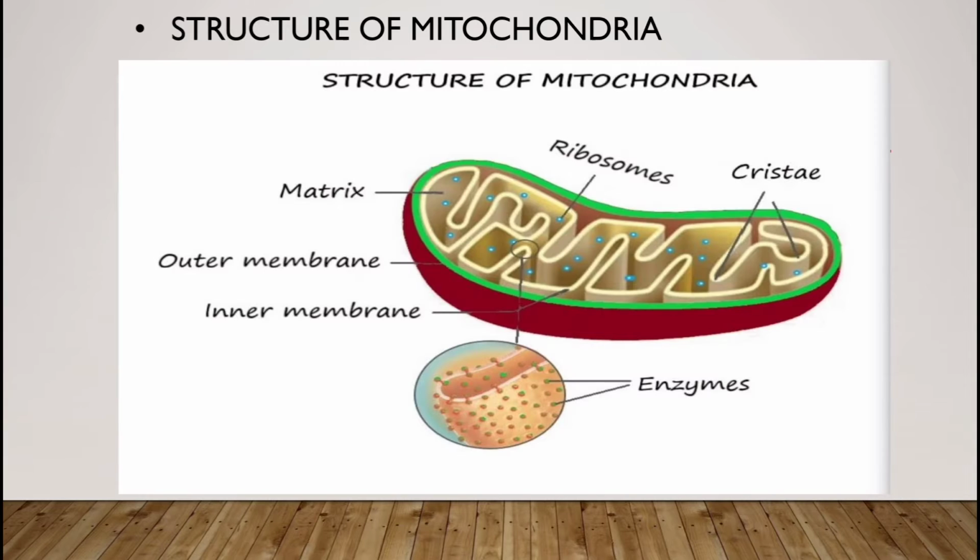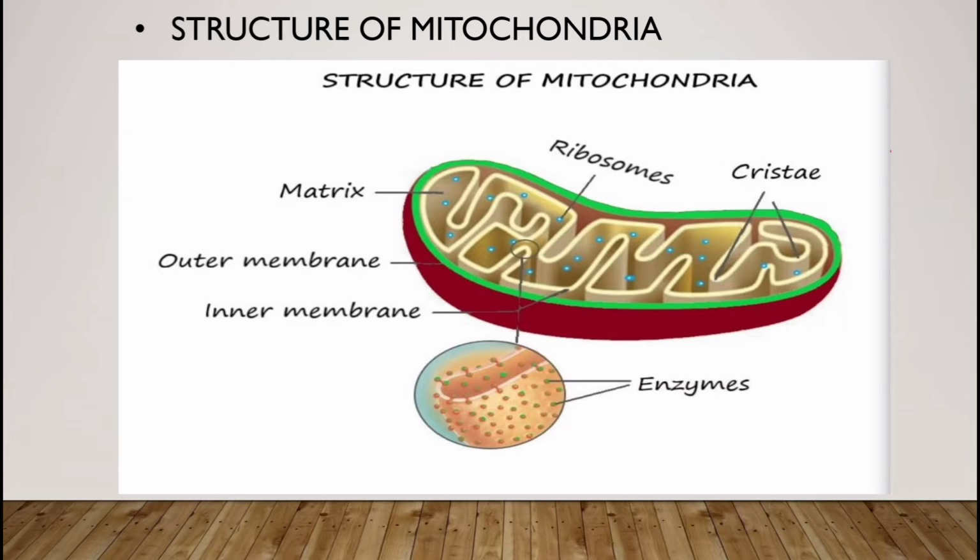Next we see about the structure of mitochondria. The mitochondria can be seen under a light microscope as a filamentous and spherical structure. And also an electron microscope can be used to reveal the ultrastructure of the mitochondria. The structural parts of mitochondria are outer membrane, inner membrane, cristae, and matrix. In the matrix, ribosomes, DNA, and enzymes are present.